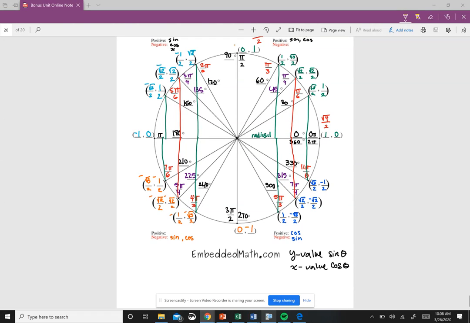All right, guys, I promised that I would talk about tangent today. So tangent is always opposite over adjacent, right? So opposite here is 1 over adjacent here is square root 3 over 2.